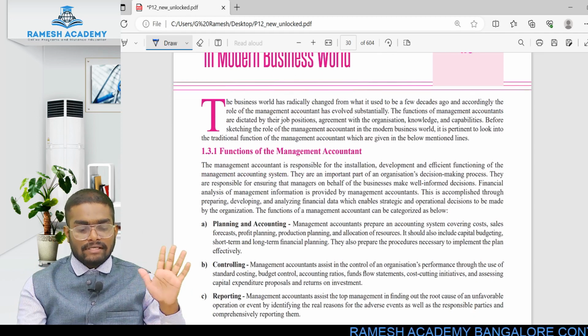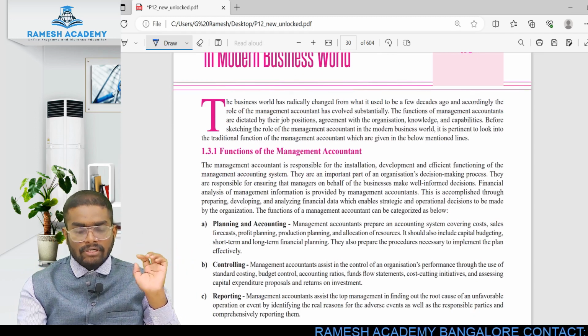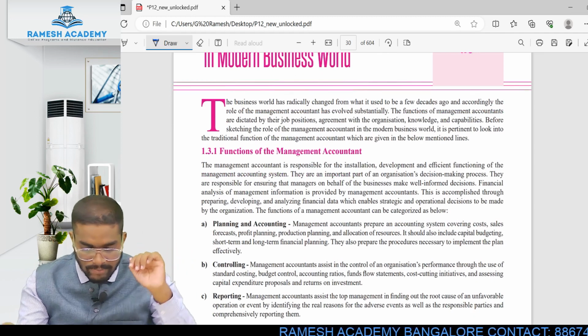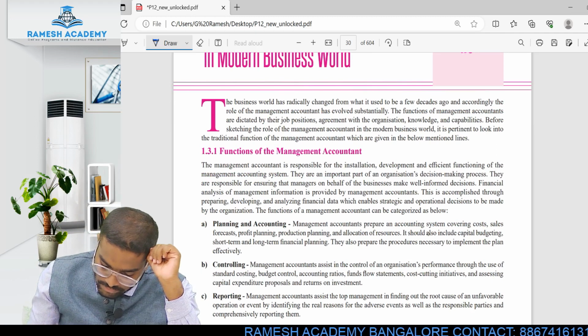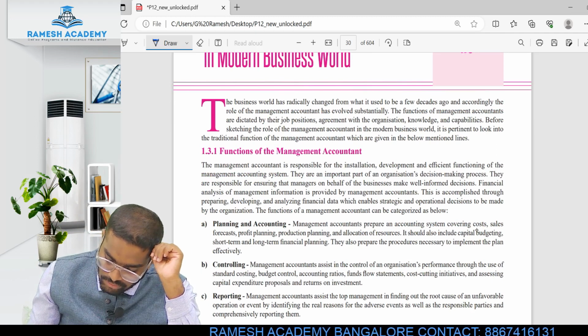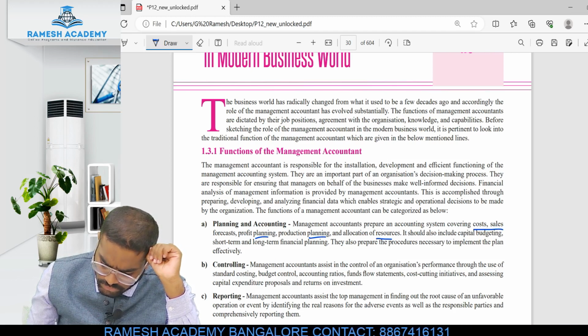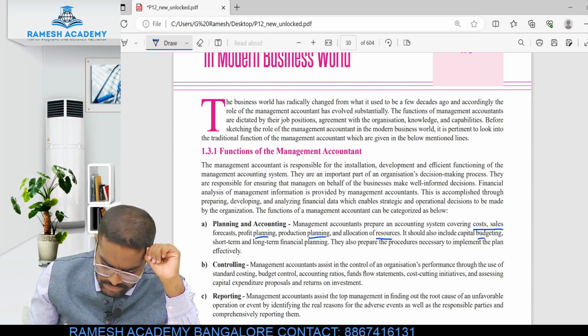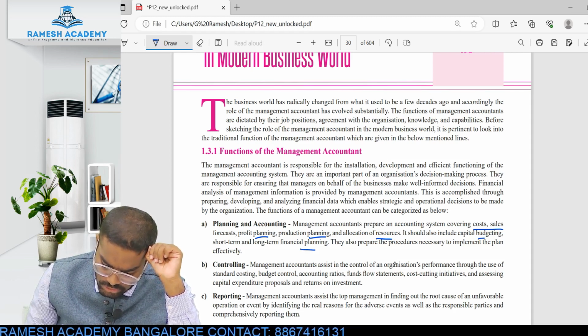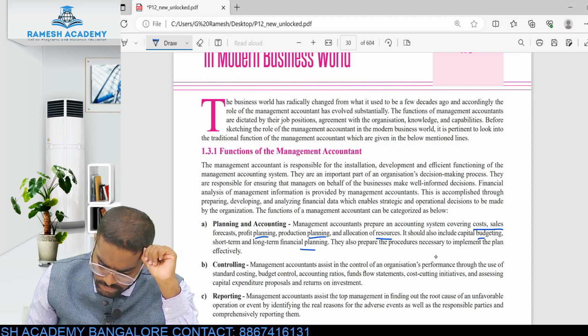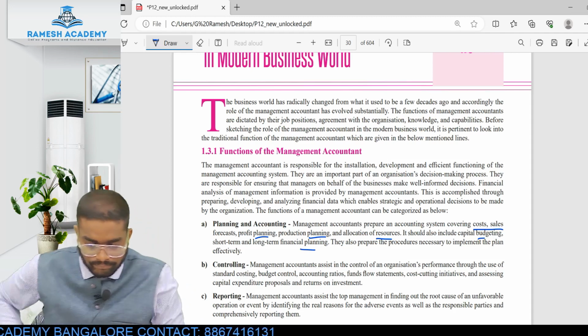So first thing is planning and accounting. What is planning and accounting is that management accountants prepare an accounting system covering cost, sales, forecast, profit planning, production planning, allocation of resources. It should also include capital budgeting, short term, long term financial planning. They also prepare procedures necessary to implement the plan.